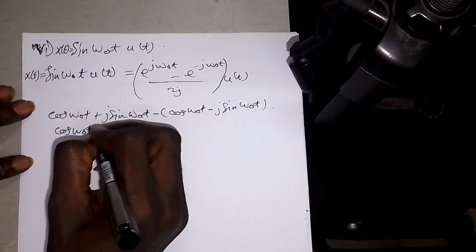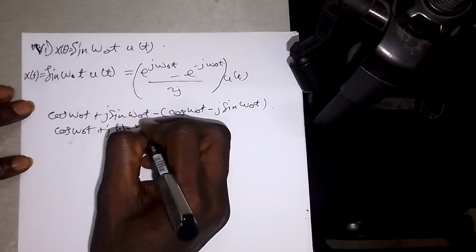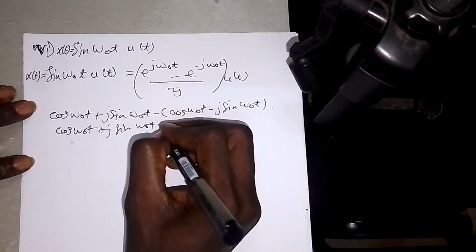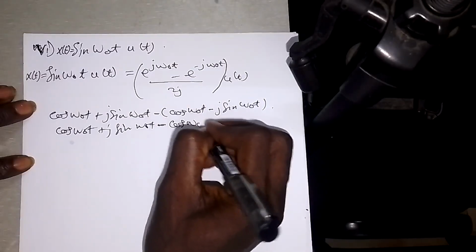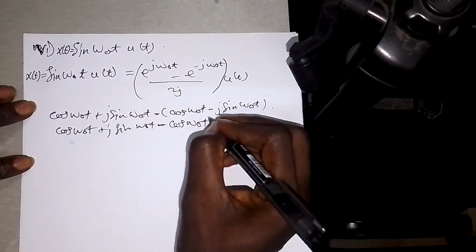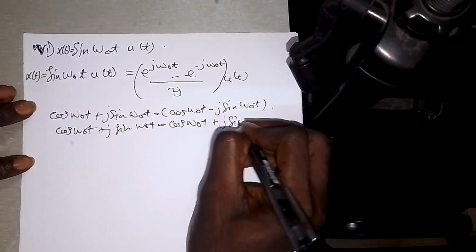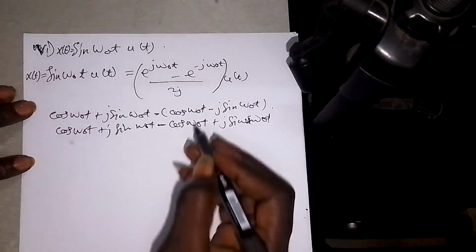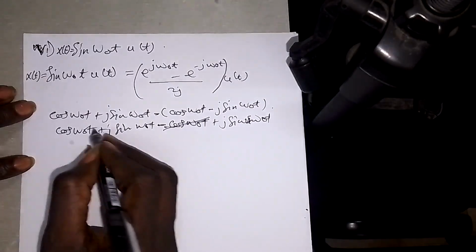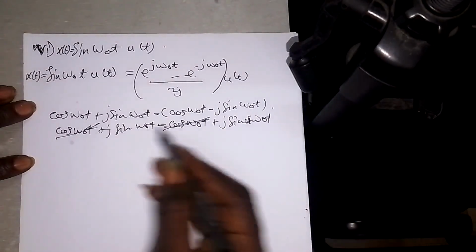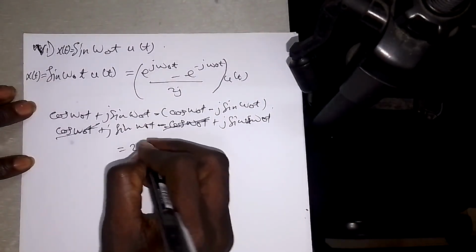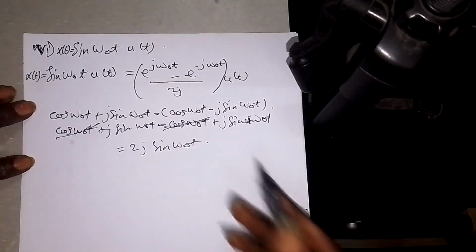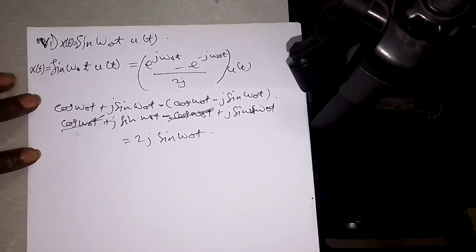Cos omega naught t plus j sine omega naught t, and then minus cos omega naught t, this time this is minus, and then plus j sine omega naught t. So this one and this one are opposites, so they cancel each other. This one and this one, you get 2j sine omega naught t. That's what you get there.